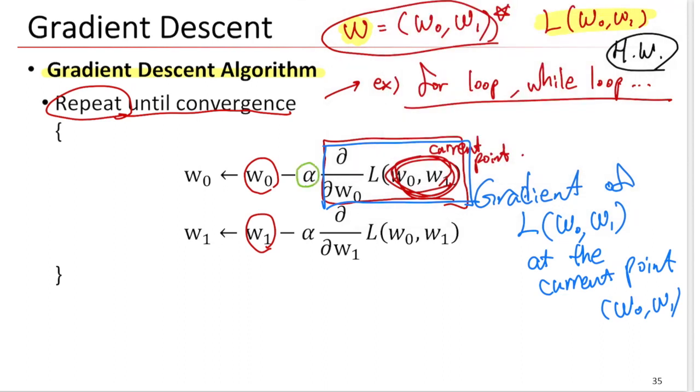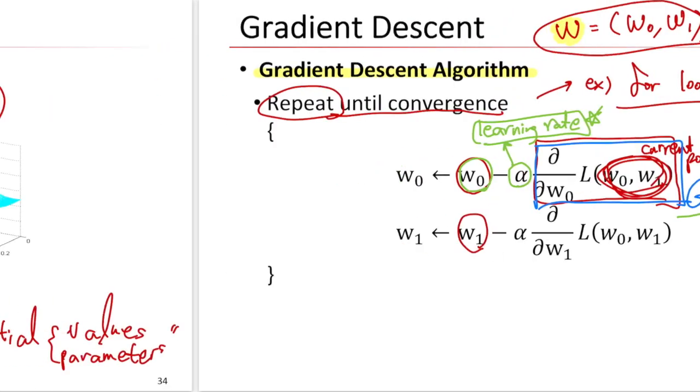And there is some constant value, which is called the learning rate. So what does that mean? We want to move these values along this gradient by the amount of this learning rate. Depending on this learning rate, we can adjust the speed of convergence of our algorithm.